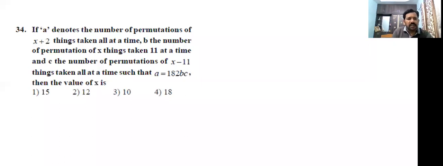See here, A denotes the number of permutations of x plus 2 things taken all at a time. That means A is equal to x plus 2 p x plus 2, taken all at a time. x plus 2 p x plus 2 means what is that? x plus 2 factorial.